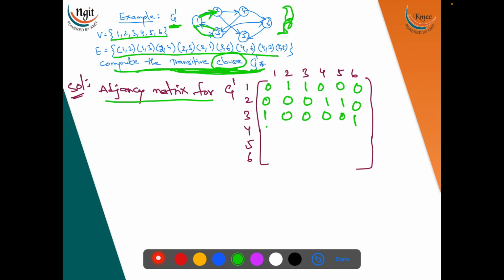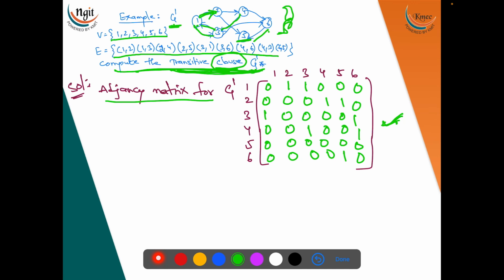Now you can find the same for the other rows. Can you see any edge from 4 to 1? No. 4 to 2? No. 4 to 3? Yes, there is an edge from 4 to 3. And 4 to 4? 0. 4 to 5? 0. 4 to 6? 1. And 5 to 1? 0. 5 to 2? 0. There is no edge from vertex 5, so I am making all the values 0. And 6 is the same, only it has an edge from 6 to 5, so the remaining are all zeros. So this is the adjacency matrix of this G dash graph.